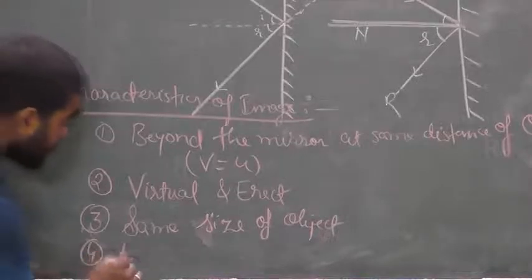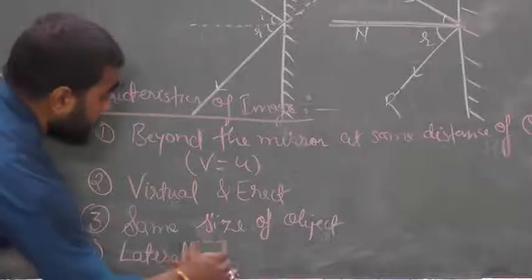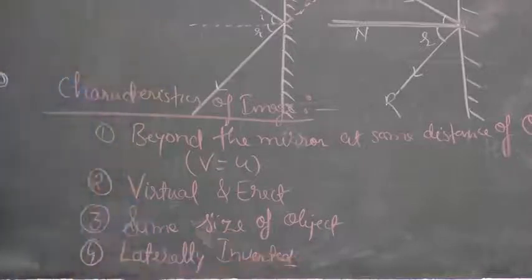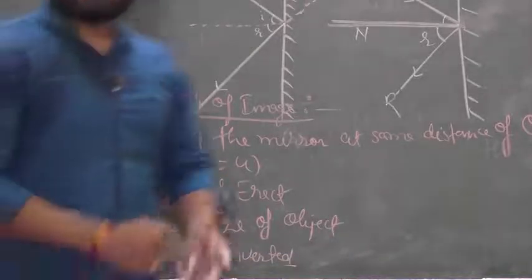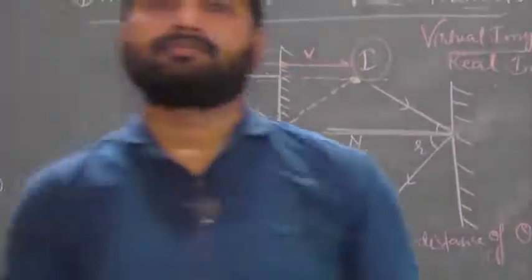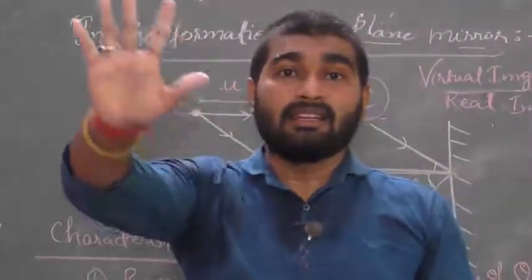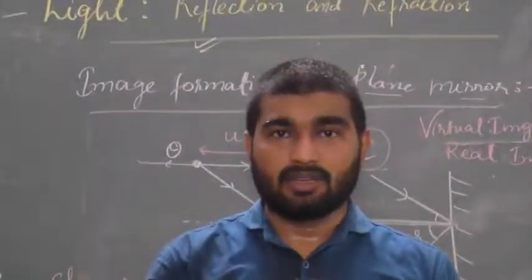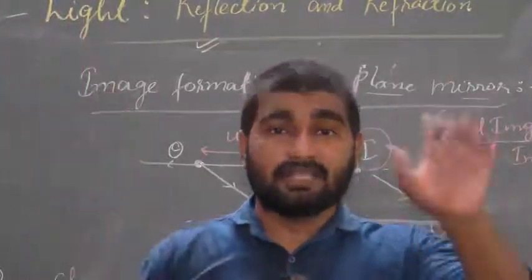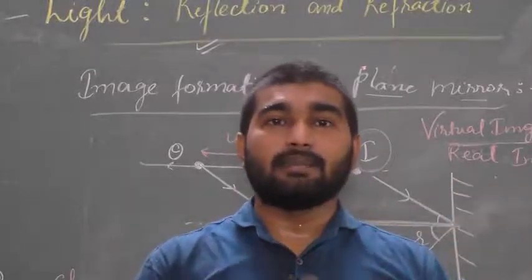Next, it shows the property of lateral inversion, meaning laterally inverted. What do you mean by lateral inversion? When we see our right hand inside the mirror, then it appears left, and when we see our left hand inside the mirror, then it appears right.